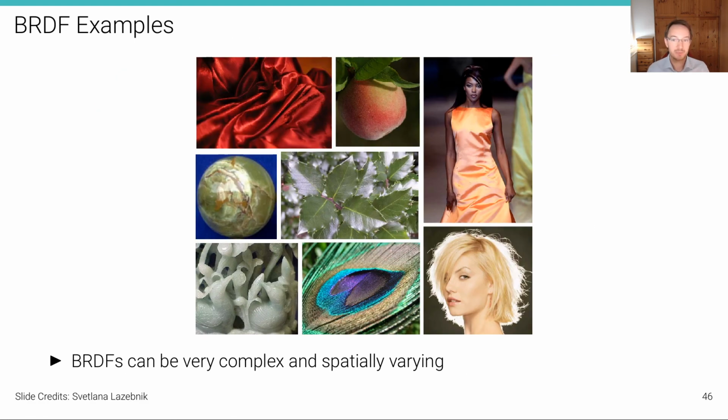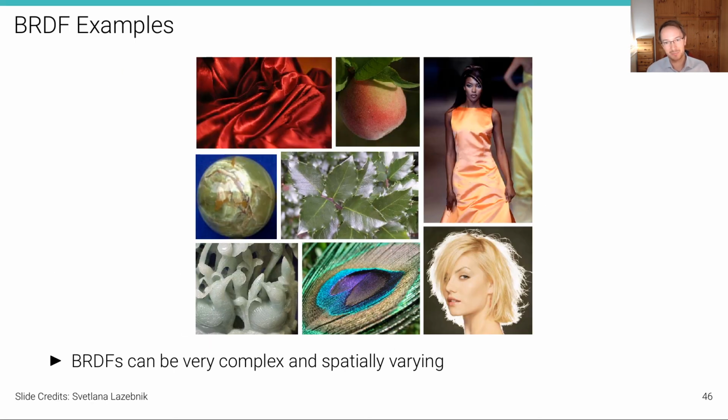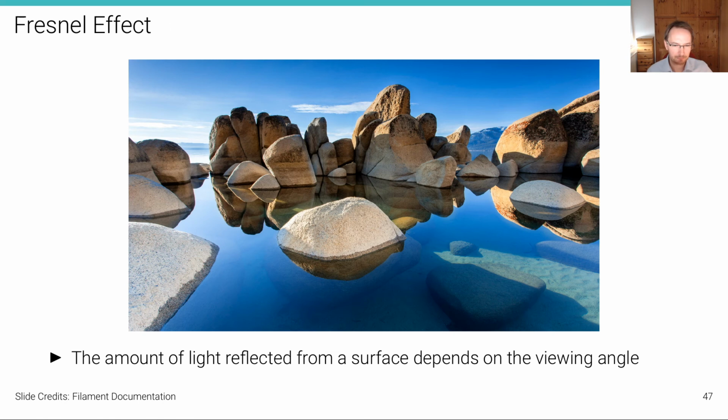And BRDFs can actually be quite complex. So this was a homogeneous BRDF over the entire object, but in practice, BRDFs are spatially varying. Every surface point might have a slightly different BRDF, and BRDFs themselves might have very challenging aspects to them, very challenging reflectance properties, very challenging distributions. And there's a whole field about how to estimate these BRDFs and how to get good models for them.